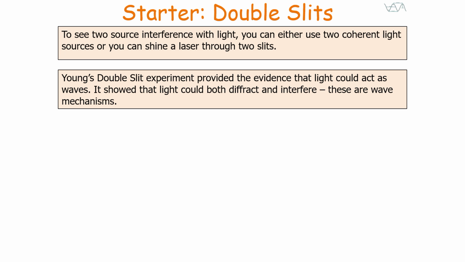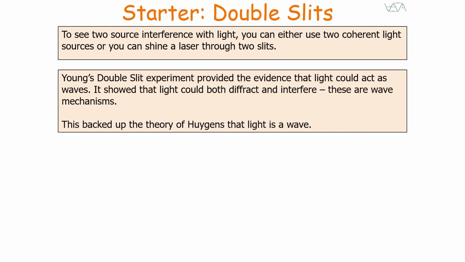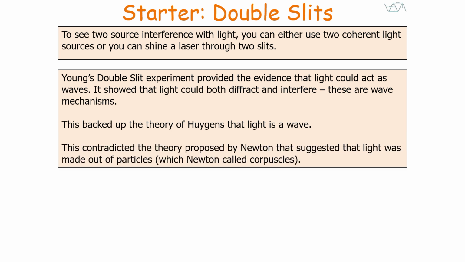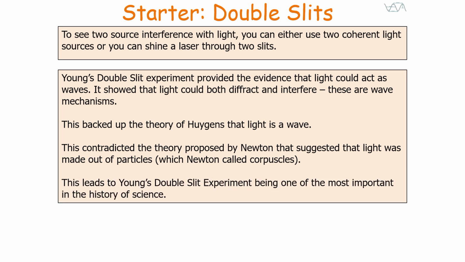Now the Young double slit experiment is a very important experiment in the history of physics because it provided evidence that light could act as a wave. It showed that light could both diffract and interfere, which are both wave mechanisms. So this backed up the theory of Huygens, who earlier had stated that light must be a wave. This contradicted the theory proposed by Isaac Newton, which suggested that light was made out of particles, which Newton himself called corpuscles. This leads to the Young double slit experiment being one of the most important experiments in the history of science. It was one of the first experimental proofs that light must act as a wave.